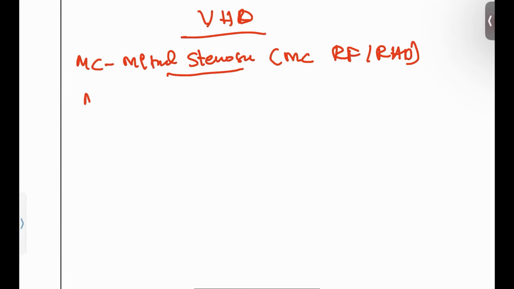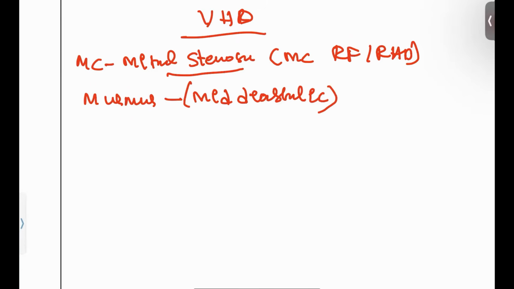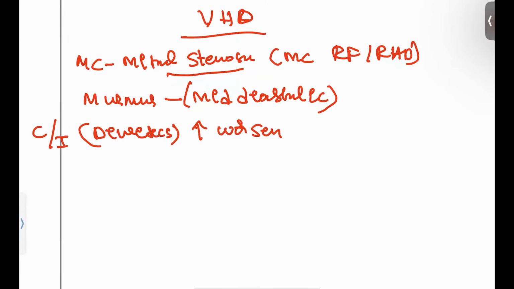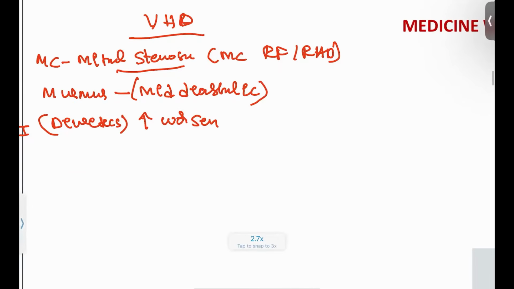In that, you have to know the murmur. The murmur will be a mid-diastolic murmur. The mid-diastolic murmur will be seen in the mitral stenosis patient. And always remember, you never give diuretics in this patient. If you give diuretics, the condition will worsen. So diuretics are contraindicated in the mitral stenosis patient. And how will this patient present? Syncope and dyspnea.